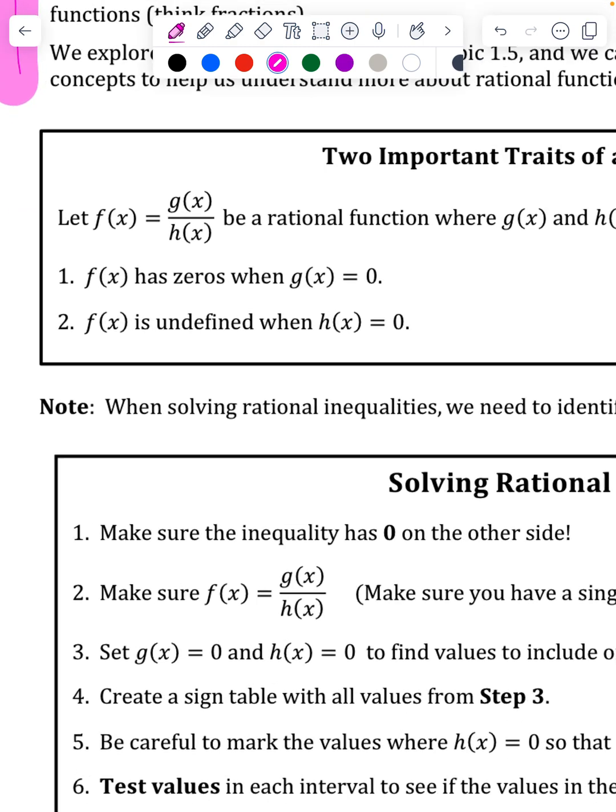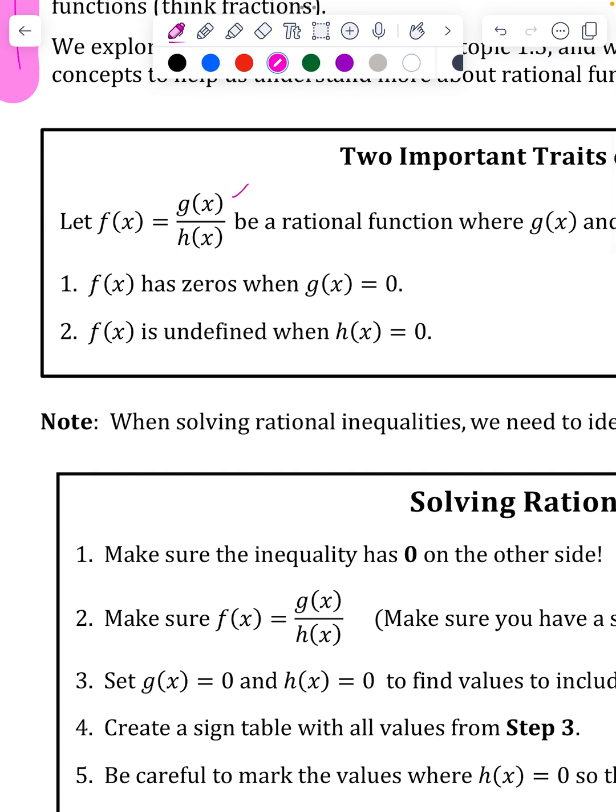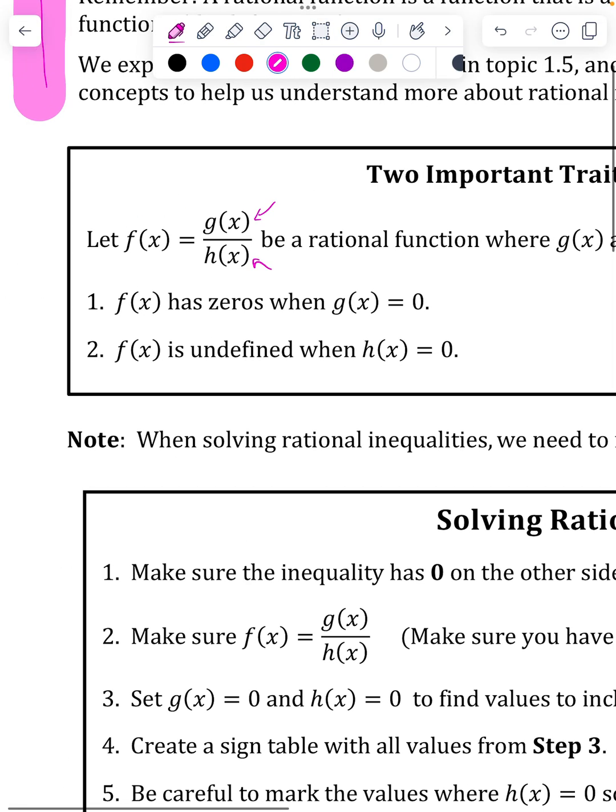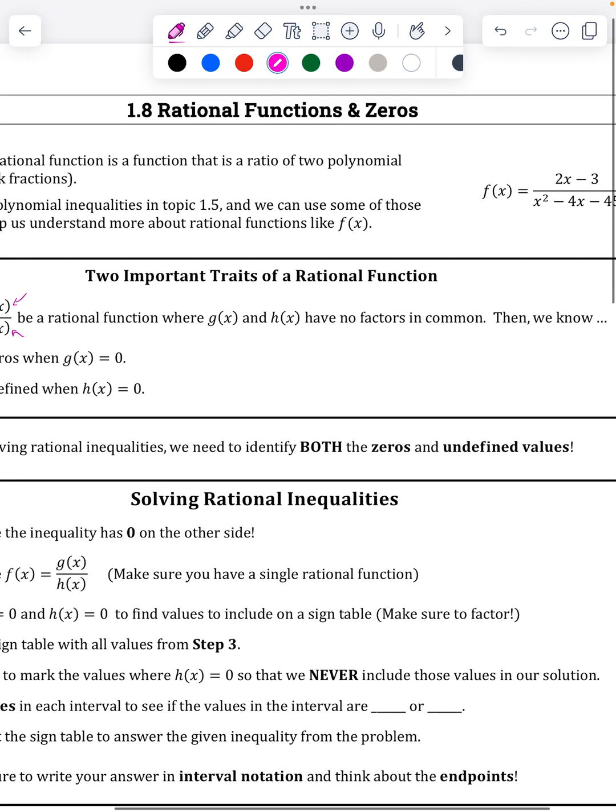So here's our rational function. We have a top and we have a bottom, and each of those are functions of their own because they are polynomials. It says here that they have no factors in common, and basically what that means is if you factor the top and the bottom, none of them cancel out. We will eventually have some that do, but for today's lesson, they will not have any factors in common.